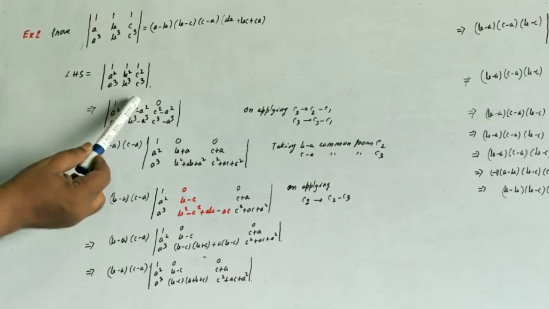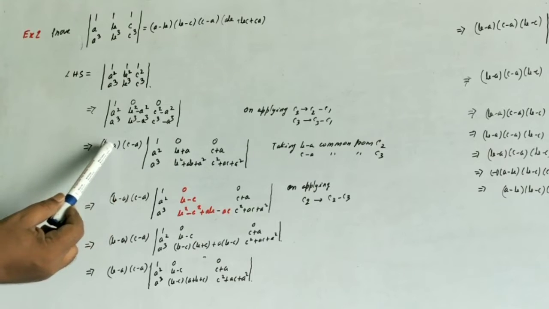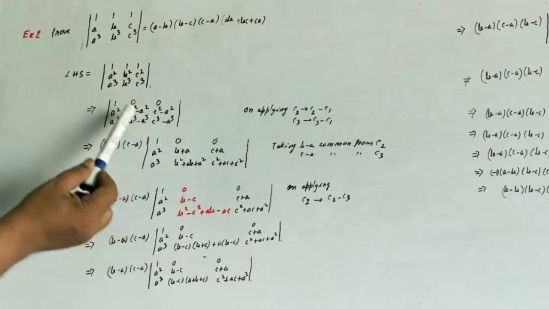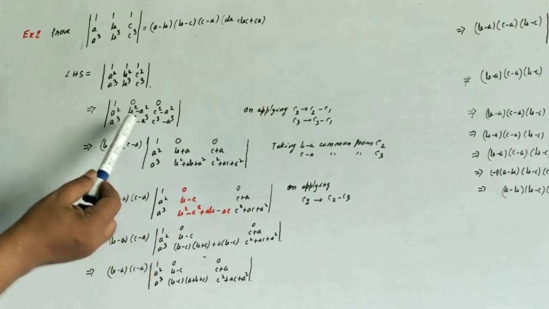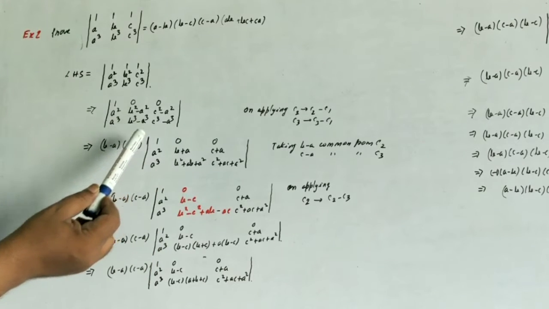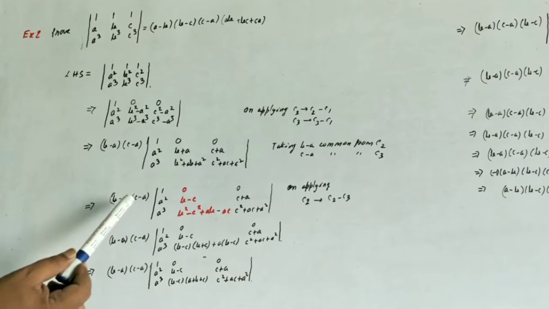I take b minus a common from here and c minus a common from here. B minus a into b plus a is b square minus a square. B minus a into b square plus ab plus a square is b cube minus a cube. Similarly, c minus a into c plus a is this, and this into this is this.